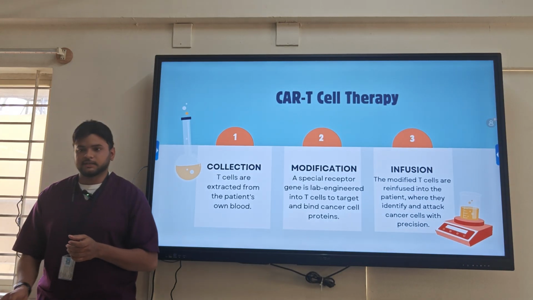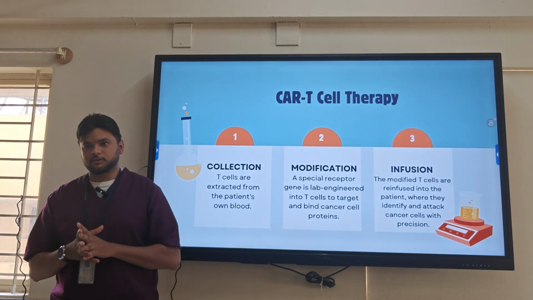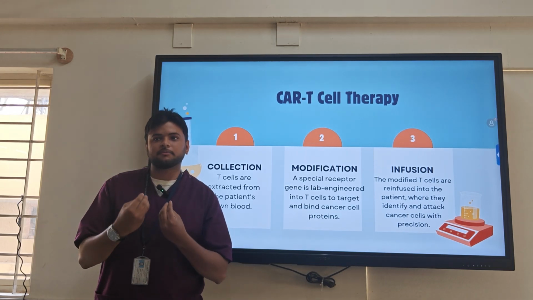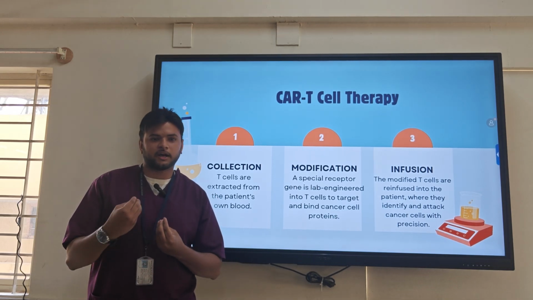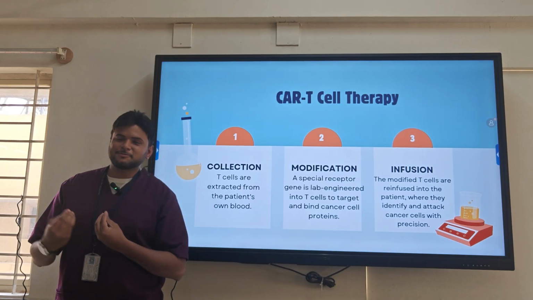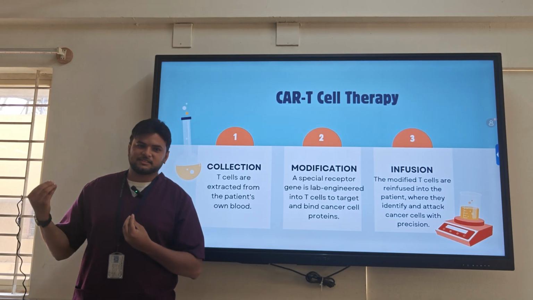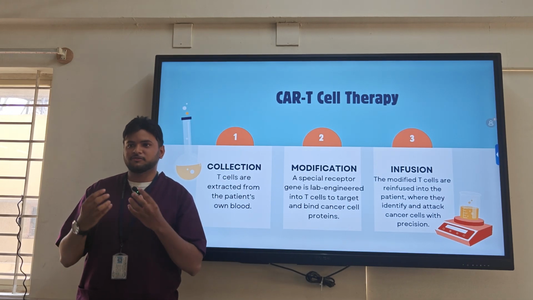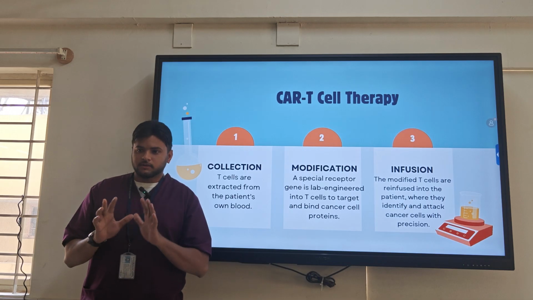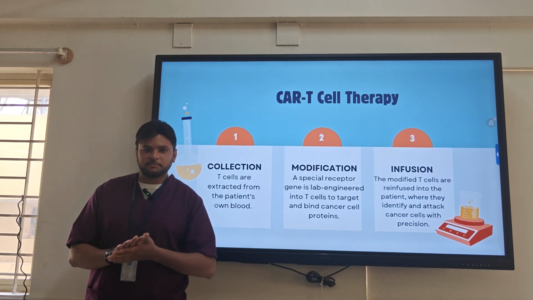Now, as I said, we will see the process. Can anyone say what happens in the chemotherapy ward? What happens? A patient comes. Okay, chemotherapy is chemicals or drugs. We will adjust the dose and we will be infusing it. It is common in immunotherapy and chemotherapy.